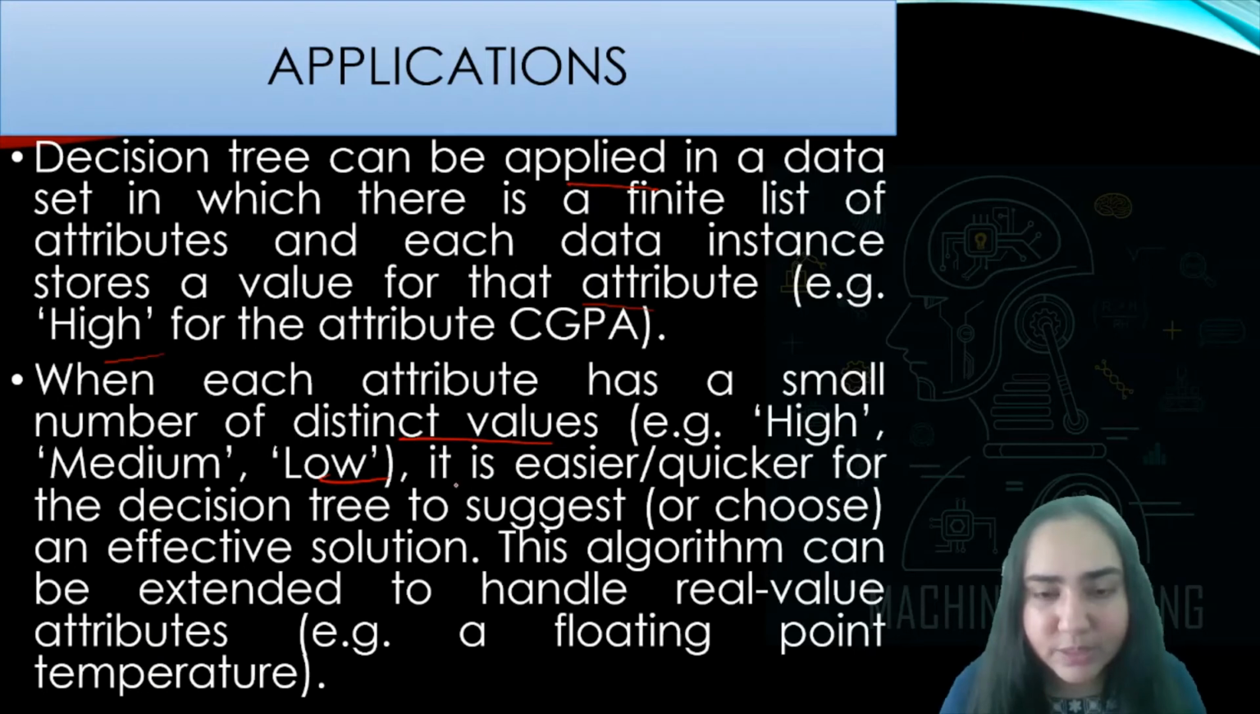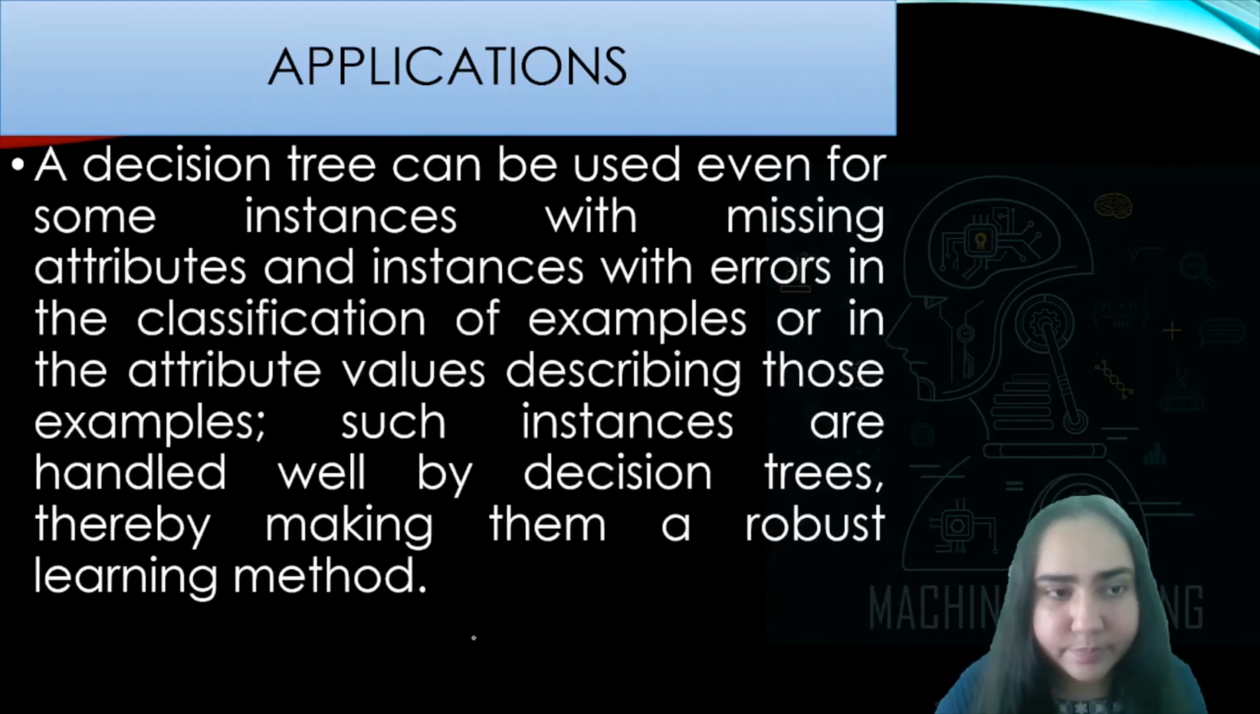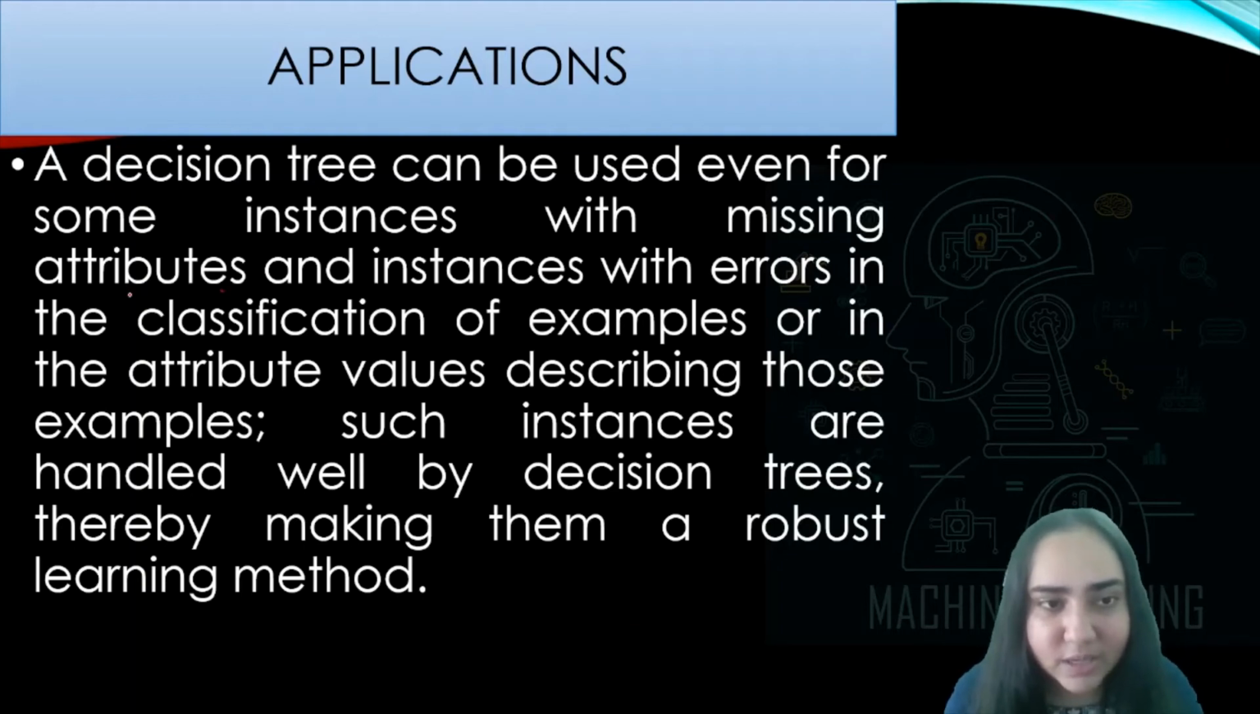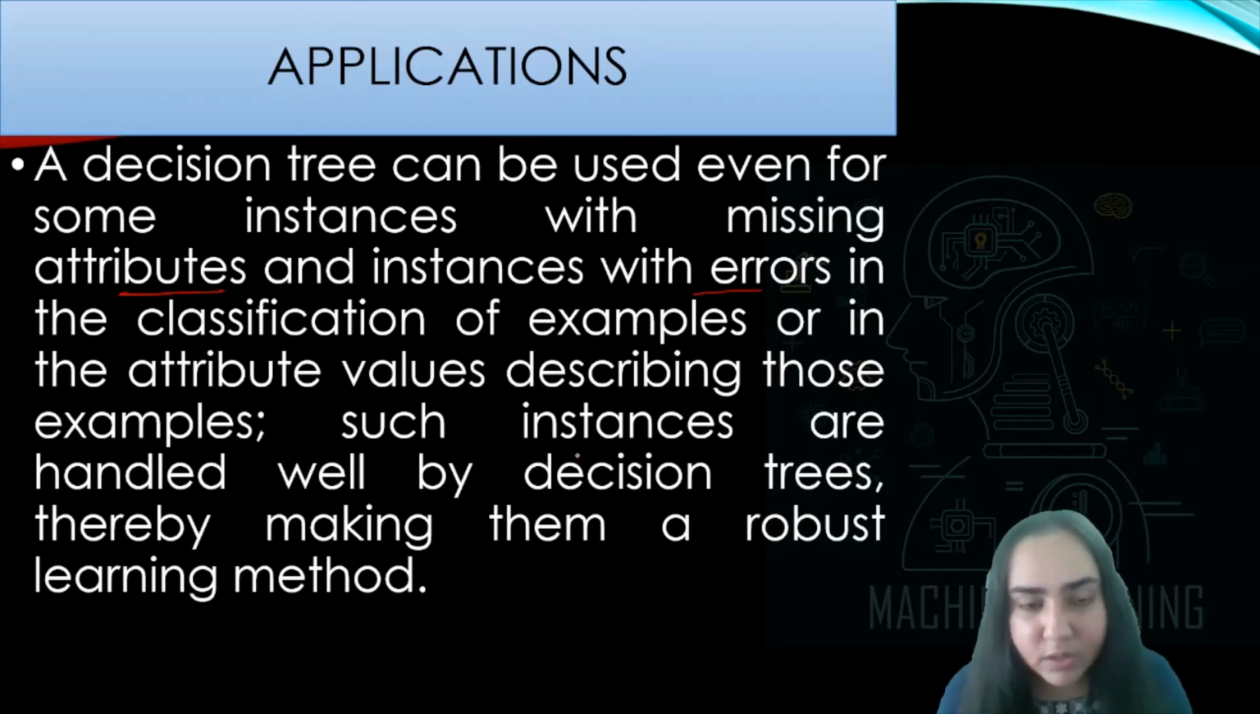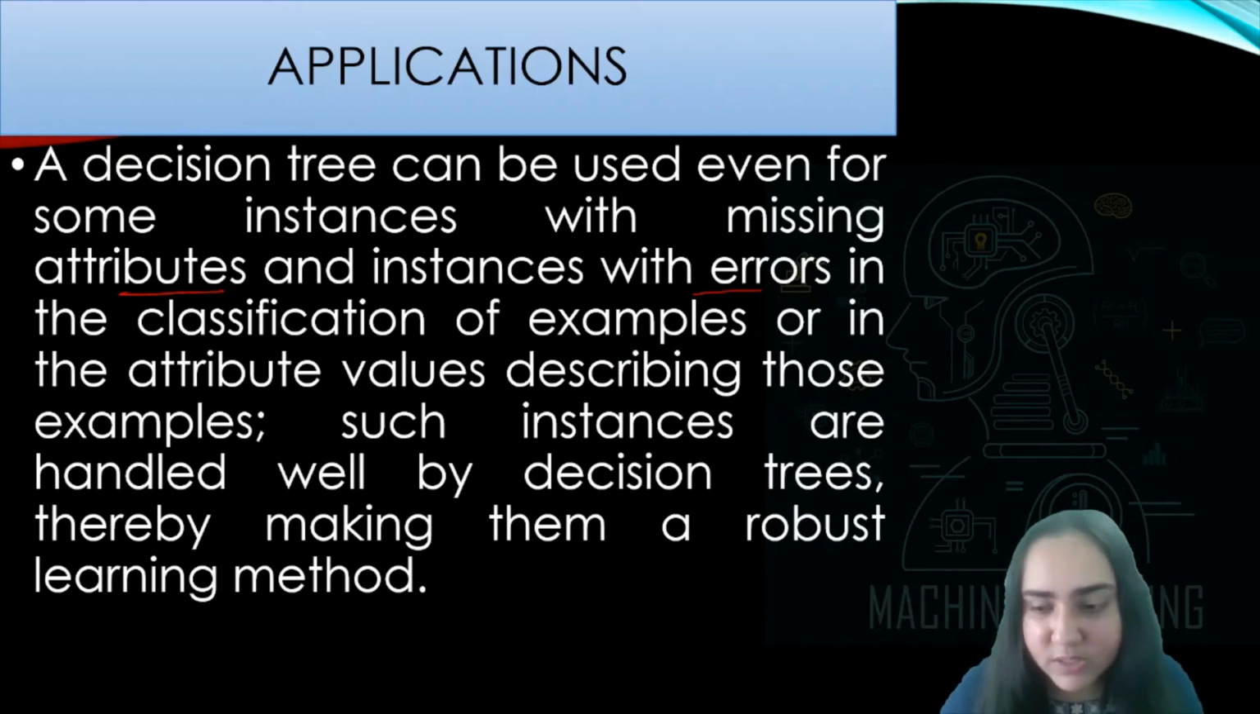But if we had like 10 different CGPAs, this wouldn't be a good choice of model. And it should also be easier and quicker for the decision tree to make an effective solution if each attribute has less number of values. And so it can be extended to handle real value attributes also, like floating point or temperature. Now, a decision tree can be used even for some instances with missing attributes, okay, or errors. And that is why it is also very effective when you're classifying things which have missing attributes as well as errors.